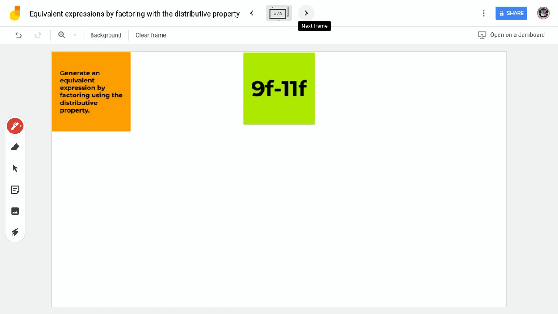All right, now this one, I have 9f minus 11f. I don't know, maybe the f is French fries. 9 French fries minus 11 French fries. Can't do that in real life because you'd have negative French fries. I don't really know how that would happen.